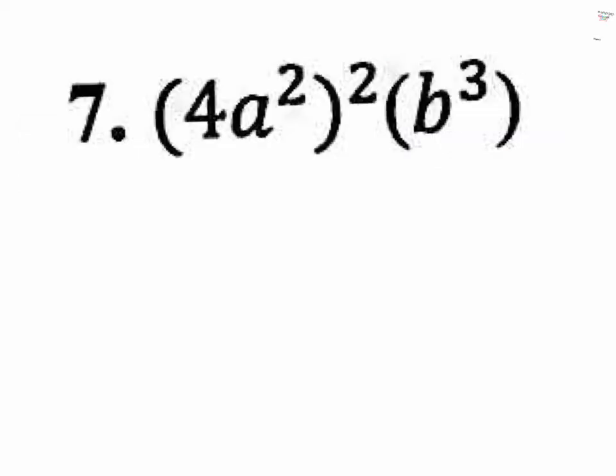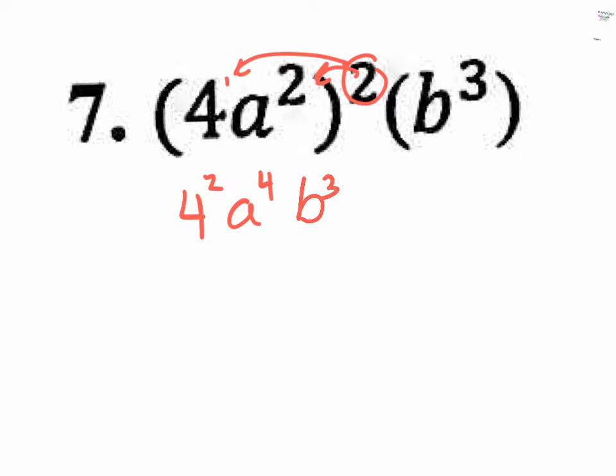Jumping to number 7. Once again, outside exponent needs to get distributed to the inside. This 2 goes to the 4, which there's an invisible 1, and then multiplied by that 2 right there. So you get 4 to the 2, a to the 4th, and then since there is nothing to distribute out here, there is no power to a power, you just rewrite the b to the 3rd without parentheses. And that's all you could do.